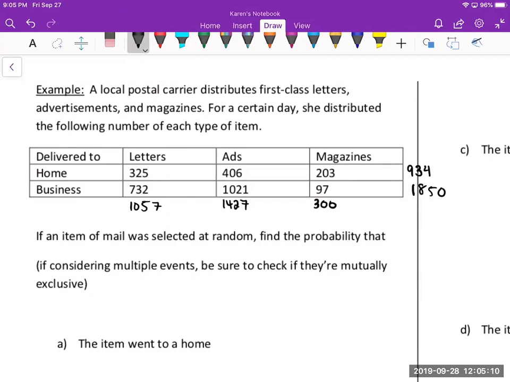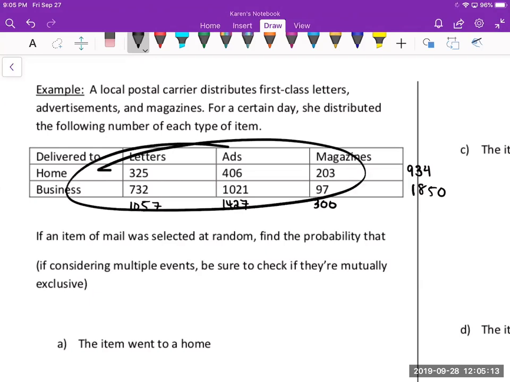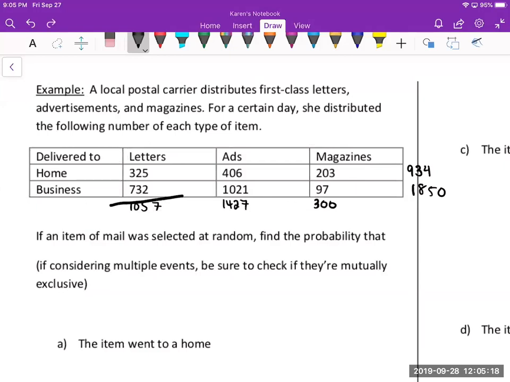Now, if we want to find out how many pieces of mail were sent all together, we could add these 6 values together, or we could add the number of letters, ads, and magazines. I'd like to do that. I'm going to add the 1,057, 1,427, and 300. And I get 2,784 pieces of mail. Oh, I accidentally erased a 0.